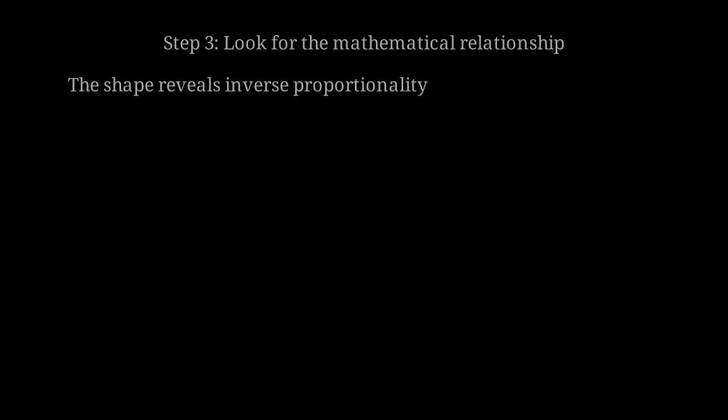Step 3. Look for the mathematical relationship. What curve fits these points? Is it a straight line? A parabola? Something else? The shape of this curve reveals an inverse relationship. As pressure increases, volume decreases. But it's not just any decrease, it's a specific type called inverse proportionality.